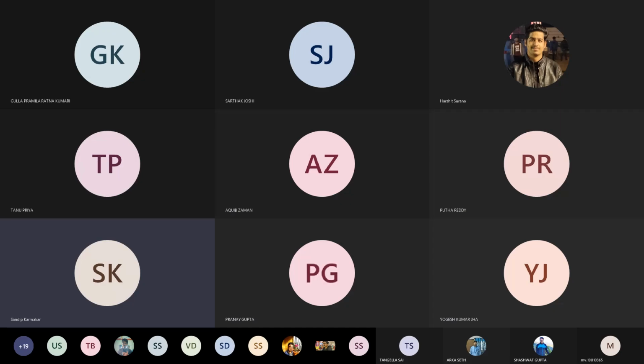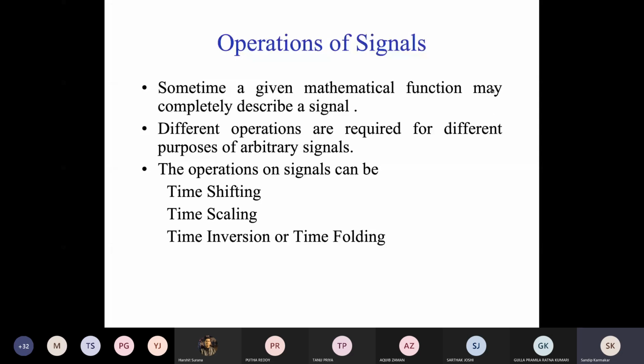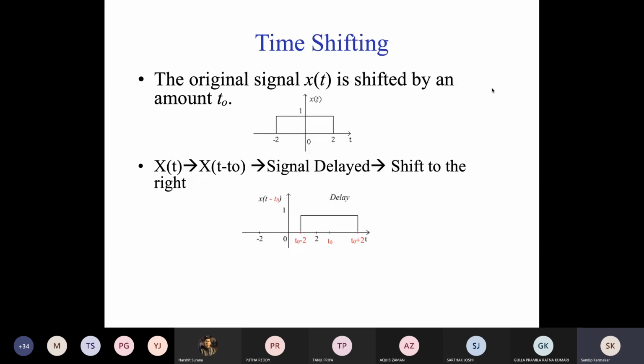Today we are going to look into the operations on signals: time shifting, time scaling, time inversion, or time folding. Time shifting: the original signal x(t) is shifted by an amount t0. So x(t) becomes x(t minus t0). The signal is delayed by t0 units of time, a shift to the right.